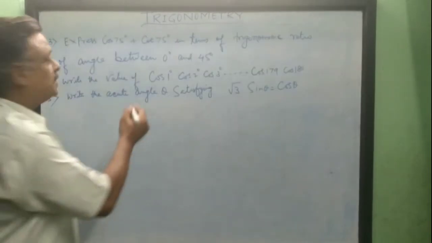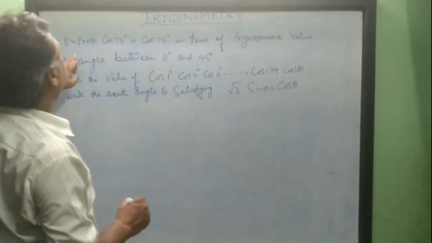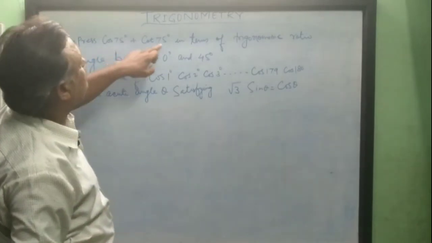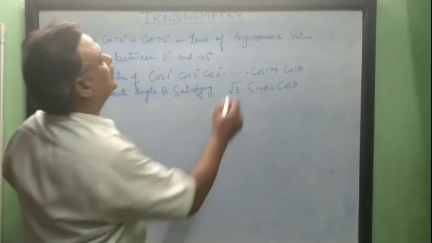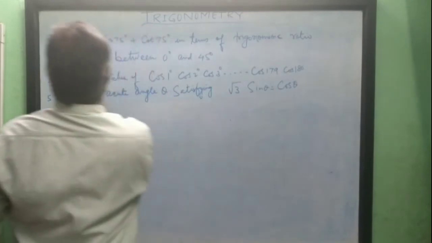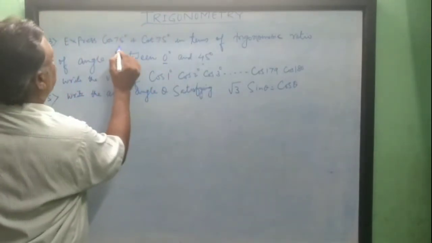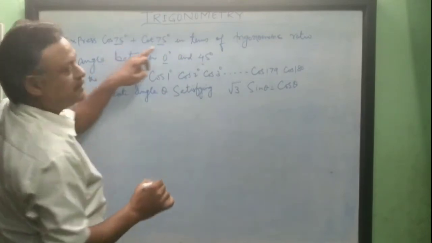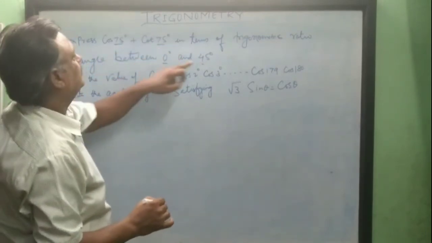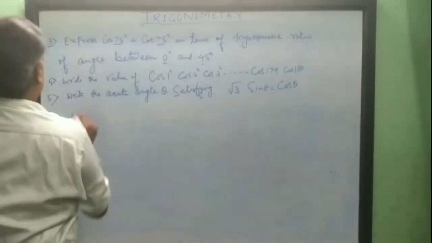Now we will do question number 3. Express cos 75 degree plus cot 75 degree in terms of trigonometric ratios of angle between 0 degree and 45 degree. It means the value of these two angles should be between 0 degree and 45 degree. So question number 3.